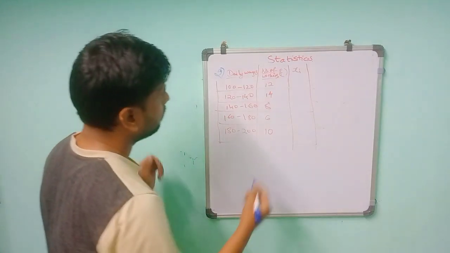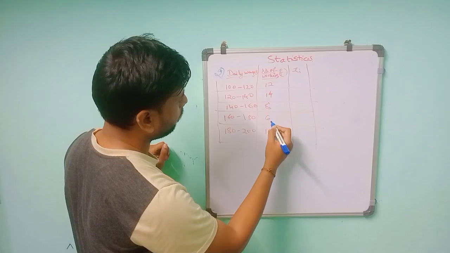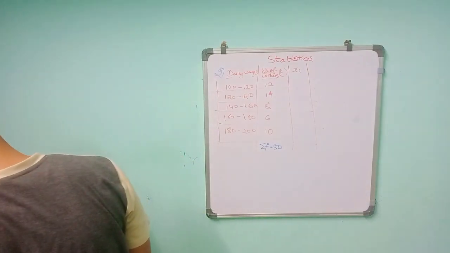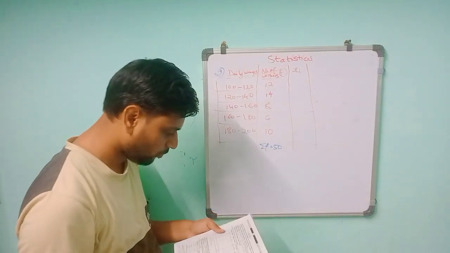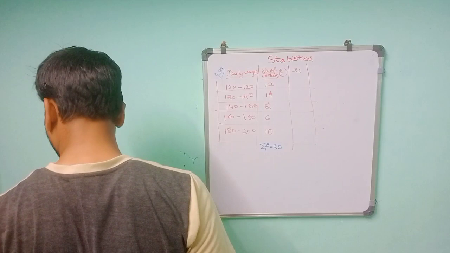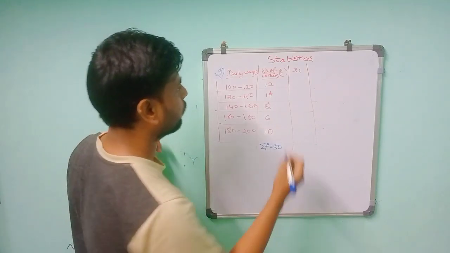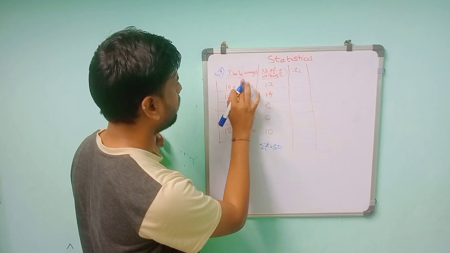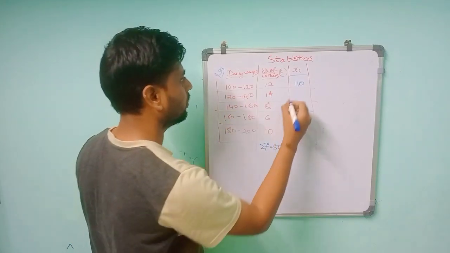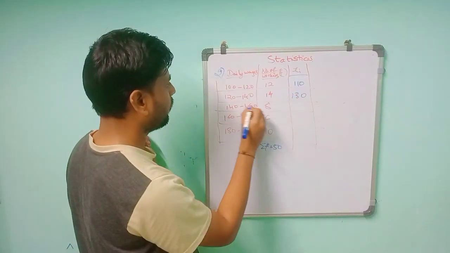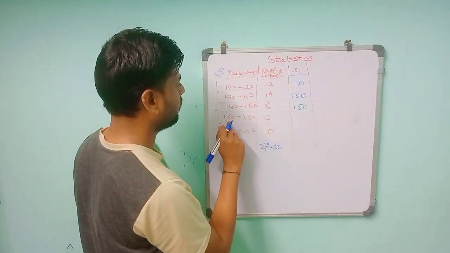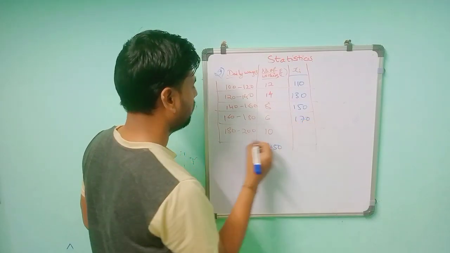If we add these, 12 plus 14 is 26, 26 plus 8 is 34, 40, 50. So total sigma F is 50. What did they ask you to find out? For 100 to 120, you have to find the Xi. Based on the Xi you decide which method to take. Xi means 100 plus 120, that is 220, 220 by 2 is 110. Then 120 plus 140 is 260, half of 260 is 130. Then 140 plus 160 is 300, 300 divided by 2 is 150. Then 160 plus 180 is 340, 340 by 2 is 170. Then 180 plus 200 is 380.